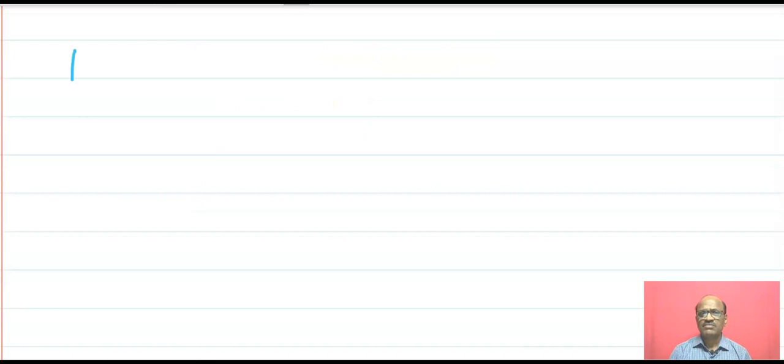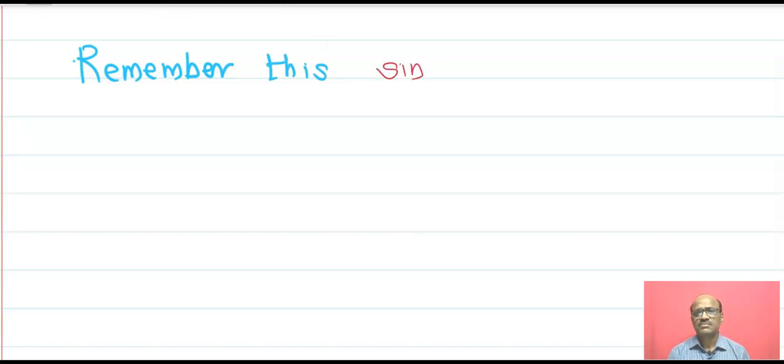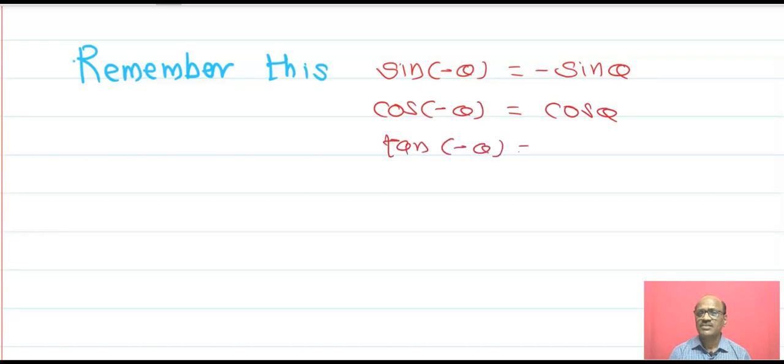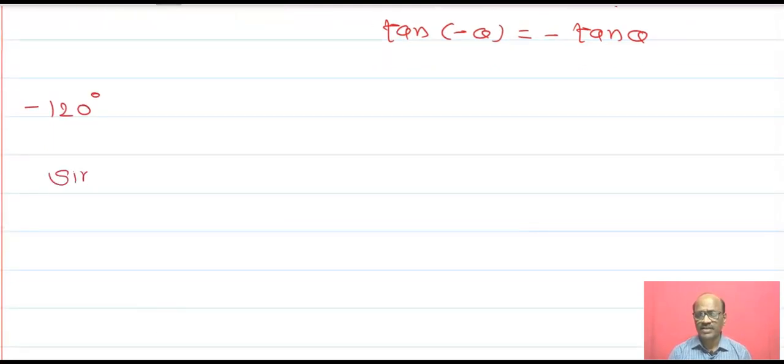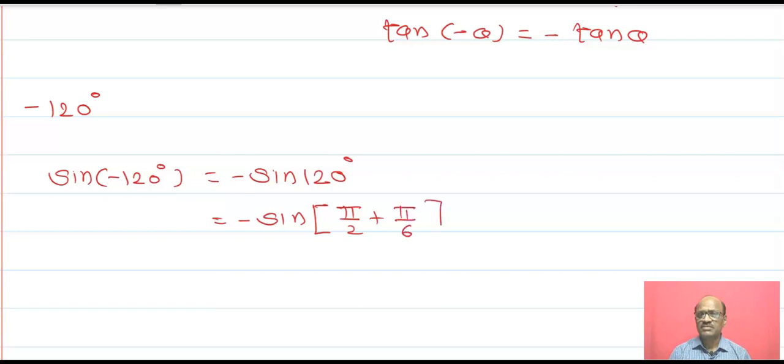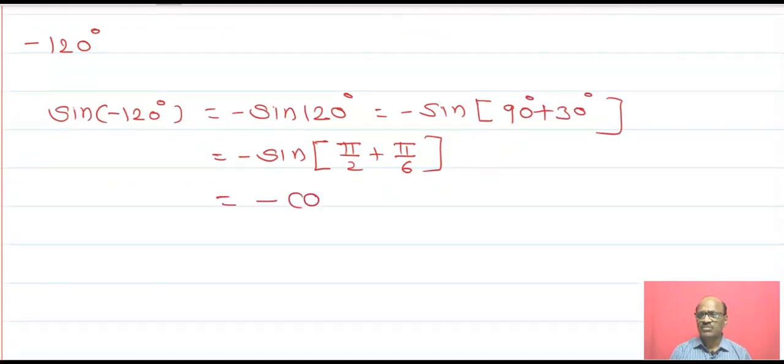Now remember this. Sine of minus theta is minus sine theta, cos of minus theta is cos theta, and tan of minus theta is minus tan theta. Therefore, minus 120. Now see this, how I find out all these values. This is a very nice thing, you can remember this. That is, sine of minus 120 is minus sine of 120. Now see this, sine of 120 can be written as, now it is in the second quadrant, that is pi by 2 plus pi by 6 because 30 degrees means pi by 6. 90 plus 30. And now sine of 90 plus theta is cos theta.